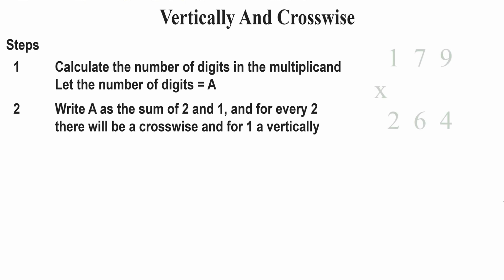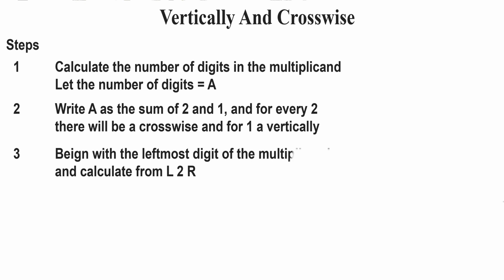Now as per the next step, we write a as the sum of the number 2 and the number 1. And for every 2 there will be a crosswise, for every 1 there will be a vertically. Before we understand what is a crosswise and what is a vertically, we will see what our example gives us. We write a is equal to 3 as 2 plus 1. Now remember, if this was 4, we would write it 2 plus 2 and so on. Okay, so now let's begin with our calculations and understand what a vertically is and what a crosswise is.